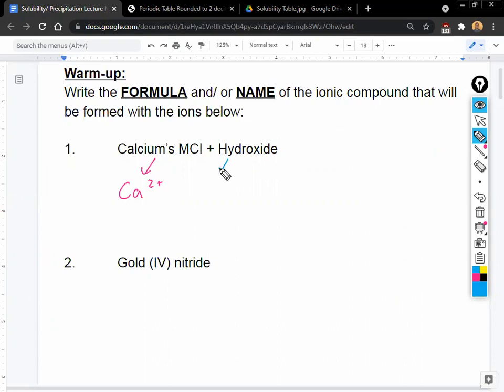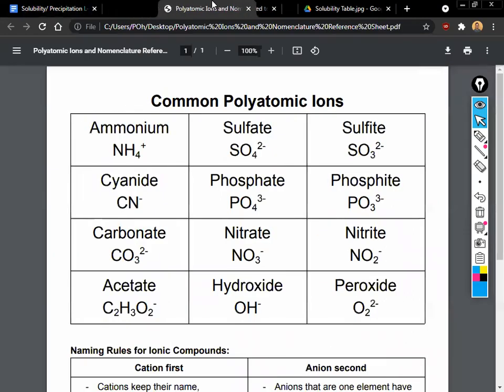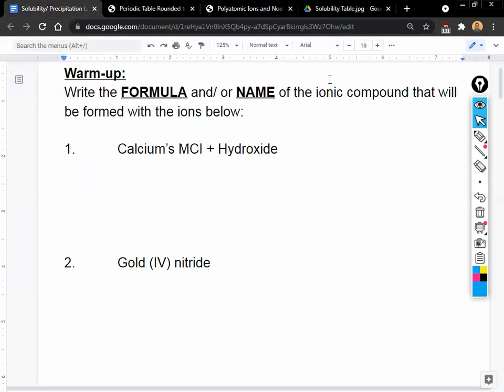So for calcium's ion, we're gonna write calcium +2. And then for hydroxide, we're gonna go to the polyatomic chart, so you're gonna have to look in your sheet protector. What do you guys have for hydroxide? Yeah, it's OH minus. It's O, and it's a little bit negative, so it's exactly like me. So we're gonna write OH minus. That's hydroxide.